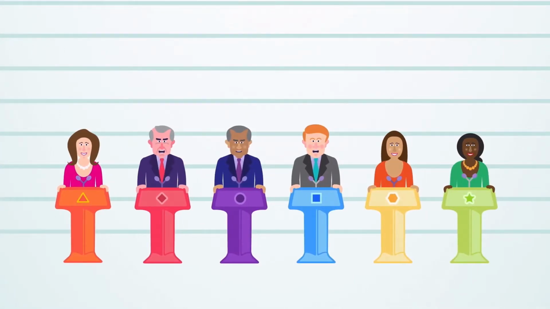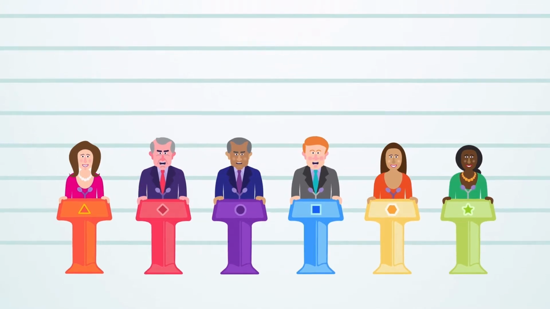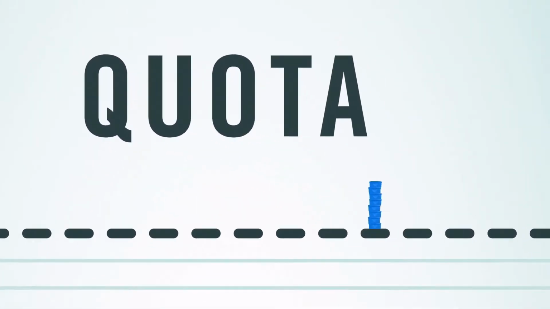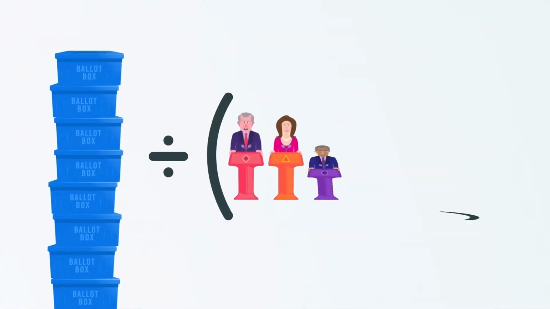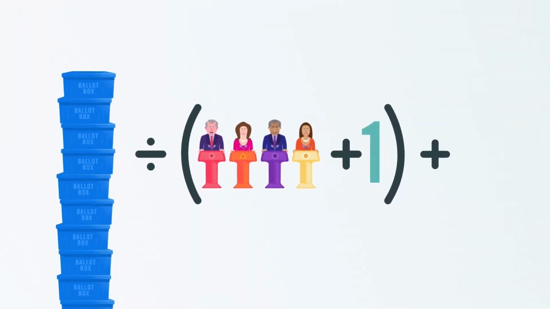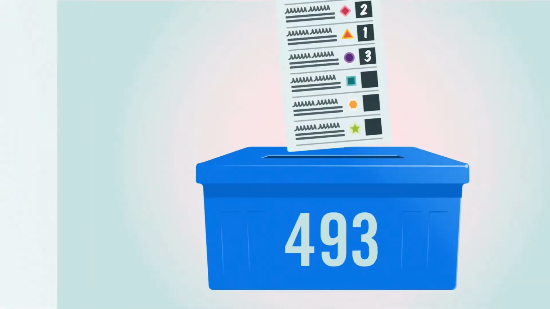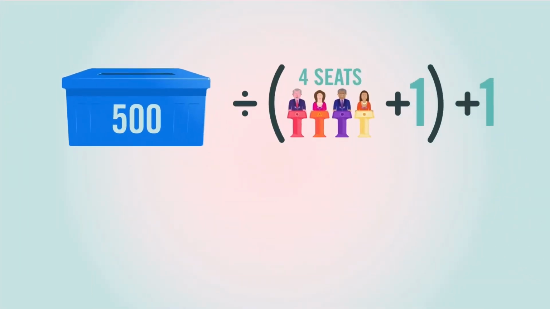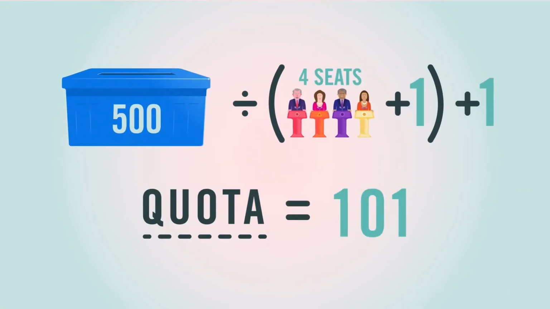To be elected under this voting system, a candidate must reach a set amount of votes, known as the quota. So what is the quota? The quota is calculated by dividing the total number of valid votes cast by the number of seats to be elected plus 1 seat. A 1 is then added to that result. For example, with 500 ballot papers and 4 seats to be filled, the quota would be 101.